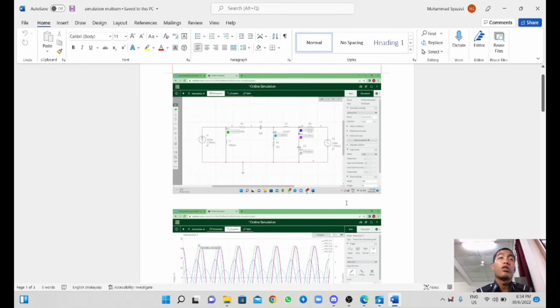Assalamualaikum warahmatullahi wabarakatuh. My name is Muhammad Shazul binti Aziz and my matric number is CE21003. So for today, I would like to present about our mini project for Electric Circuit 2. So this is the circuit that I have done in the online simulation. And then this is the output when I calibrate it.